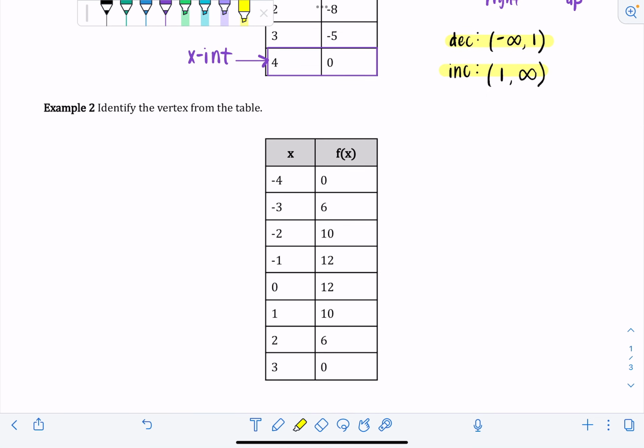Okay, so example 2, we are not going to go through and find all that same information because it's a little bit tedious. It's basically the same process. But we are going to identify the vertex just because this is a little bit different with this one.